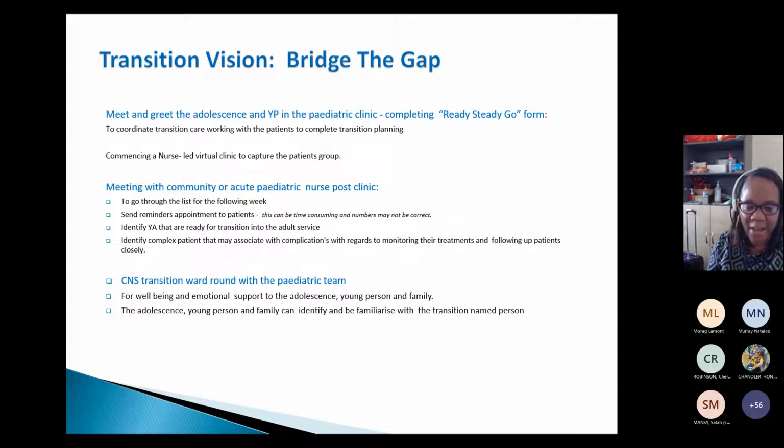And again, it's about the parents, as Saba said. It's about getting the parents and putting them also at the forefront, and getting them to be familiarized with us as the named person, and with coming over to the adult side. What is their expectation?